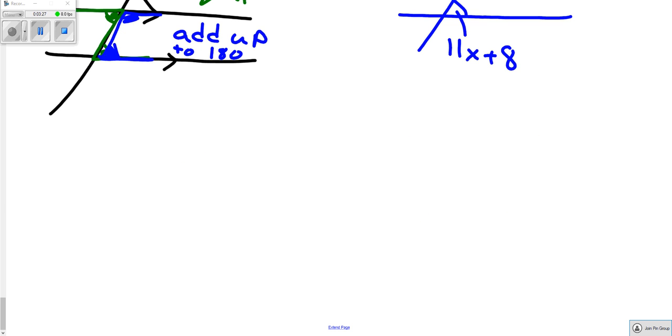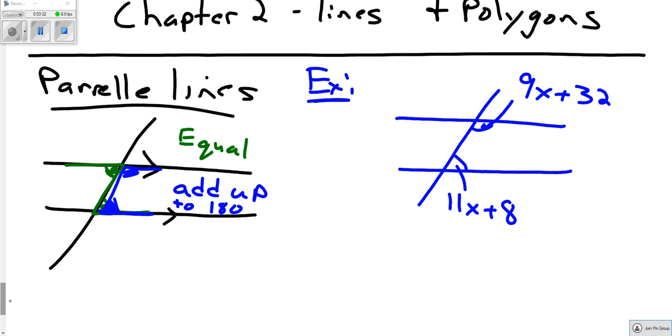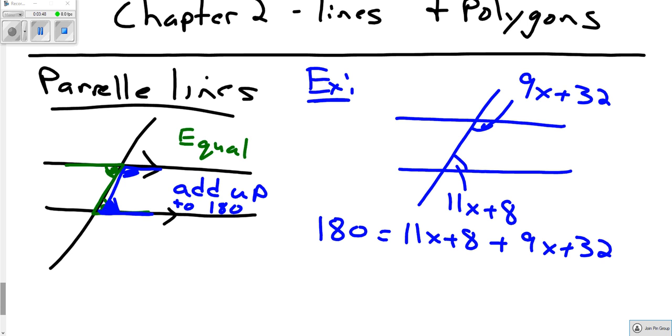But really, what do we know about these two angles? They add up to 180, very good. So we know 180 equals 11x plus 8 plus 9x plus 32. Holy guacamole. Can you guys solve for x now? I'm already having my stroke. I'm sorry. It's too late for me.